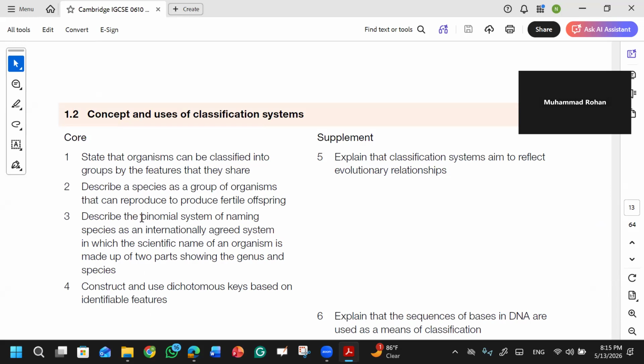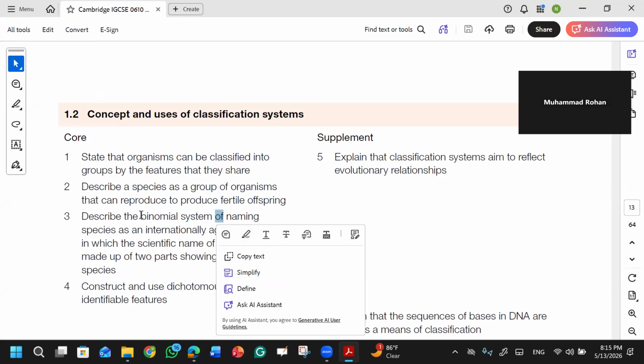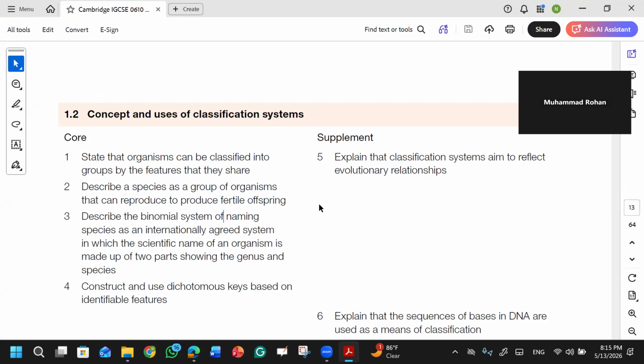Then we started the binomial nomenclature, the binomial system, in which we discussed how a species has two names. The first name is the genus name, and the second name is the species name. And this is the internationally recognized system, right? We discussed that it is an internationally agreed system, and according to this there are two parts, the genus and the species. And why is this system needed, the binomial system?